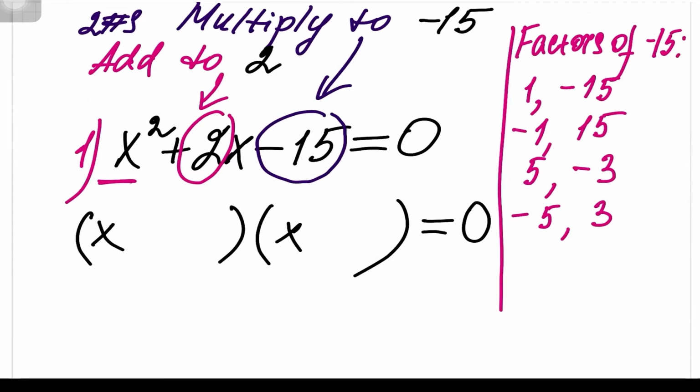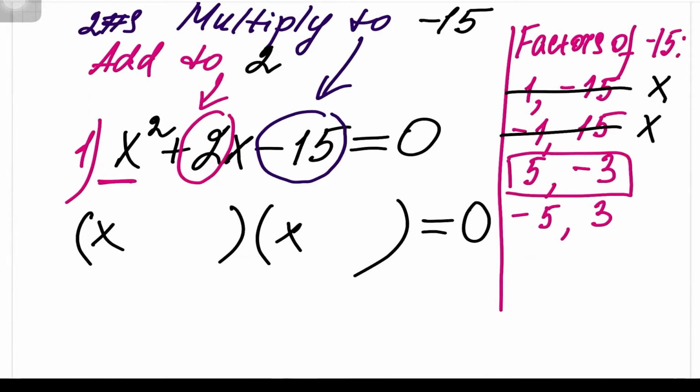Now, we have to take care of the second requirement. So, the sum of a pair has to be equal to 2. 1 plus negative 15, no, doesn't work. Negative 1 plus 15, it's 14, no way. 5 plus negative 3 equals 2. So the second requirement has been taken care of. So we can assume that the other options do not work.